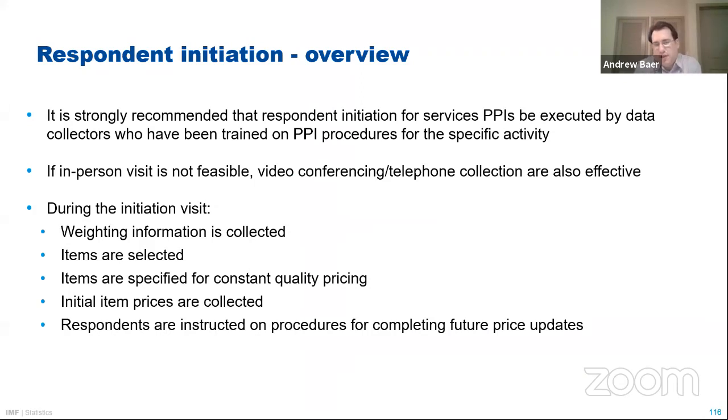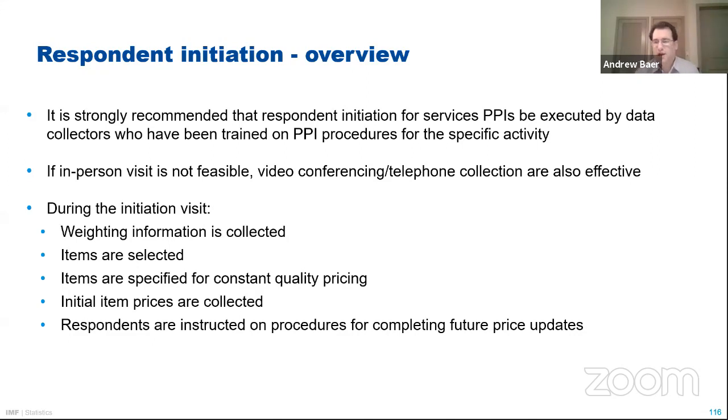I could say generally, it's strongly recommended that respondent initiation for services PPI be executed by data collectors who've been trained on PPI procedures for the specific activity. And if the in-person visit is not feasible, video conferencing or telephone collection are also great. As a matter of fact, I would even change this now to say, look, video conference, telephone, it's working for this course. I would say it would work absolutely great for bringing a new company into the PPI. Sometimes the companies actually prefer that.